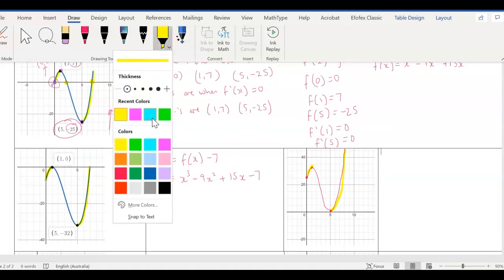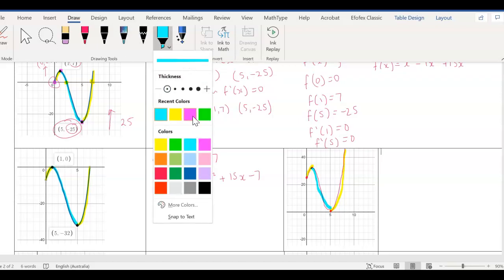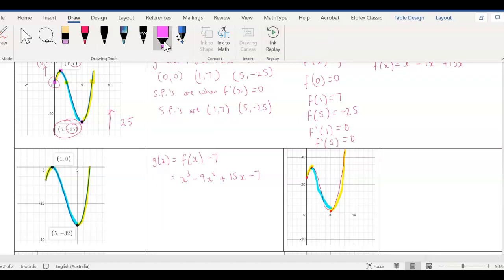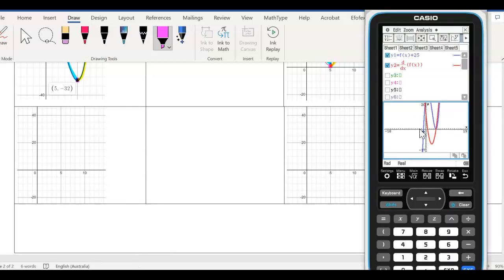Now, if we're looking at decreasing, let's do that in blue. So it's decreasing here, decreasing here, decreasing here. And your stationary points are at the same, I'll do it in pink, are at the same x coordinate. So at x equals 1, x equals 5, x equals 1, x equals 5. So when you're sketching it, obviously you can have a look at the function on here, and you can get your turning points of that derivative as well.